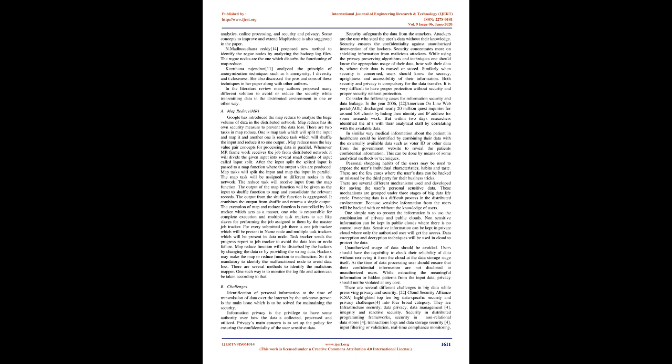There are 2 tasks in MapReduce. One is the map task, which will split the input and map it, and another one is the reduce task, which will shuffle the input and reduce it to one output. MapReduce uses the key-value pair concept for processing data in parallel. Whenever the MR framework receives a job from the distributed network, it will divide the given input into several small chunks called input splits. After the input split, the split input is passed to a map function where the output values are produced. Map tasks will split the input and map the input in parallel.